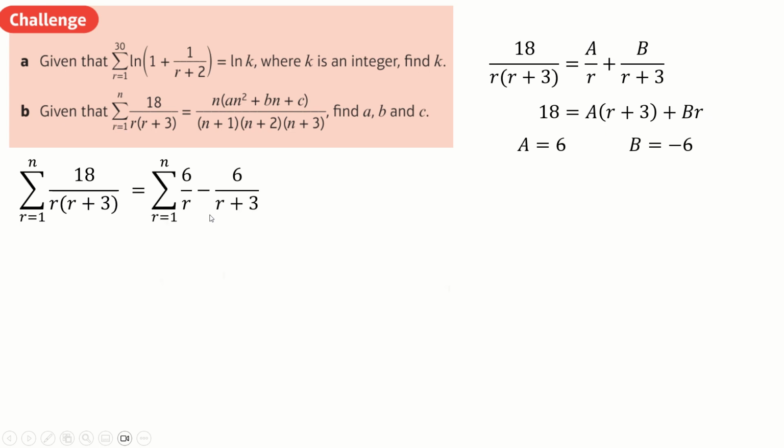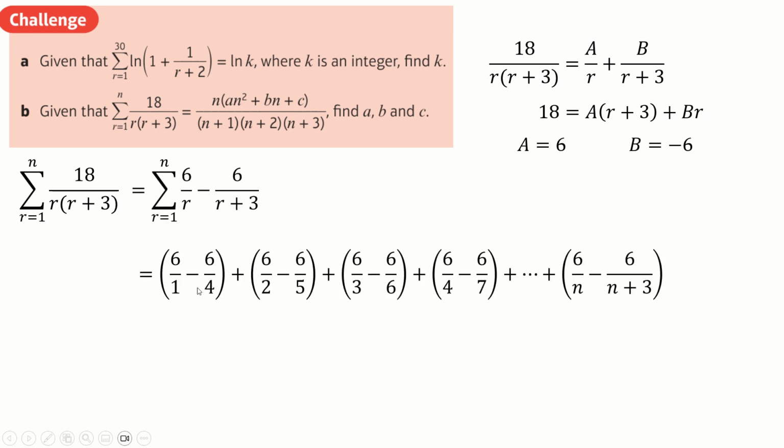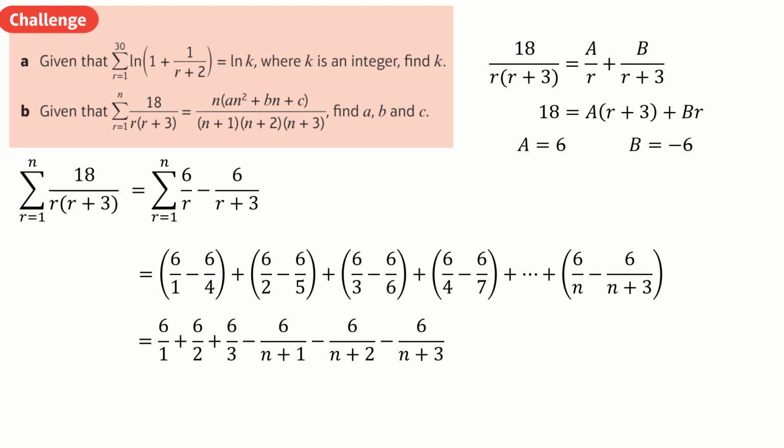And now if you put the numbers in, this is a bit more complicated, but what happens is the smallest 3 and the largest 3 don't cancel, in terms of denominators. So 6 over 1, 6 over 2, and 6 over 3 has nothing to cancel with, but the 6 over 4 and the 6 over 5 and everything after that does. And then the other things that don't have anything to cancel with are the minus 6 over n plus 1, minus 6 over n plus 2, and minus 6 over n plus 3.